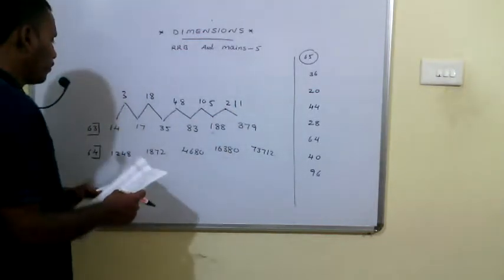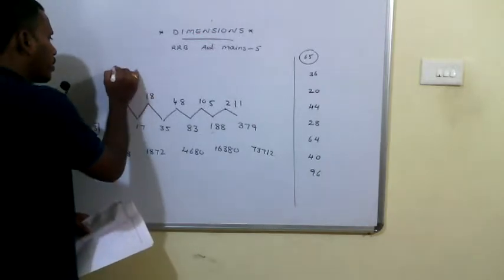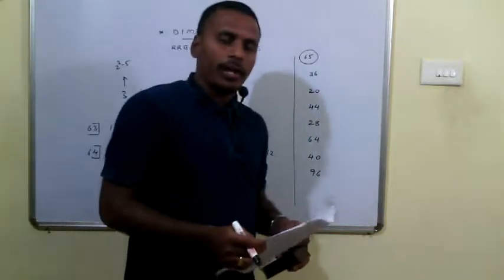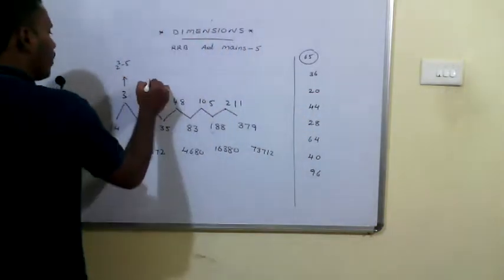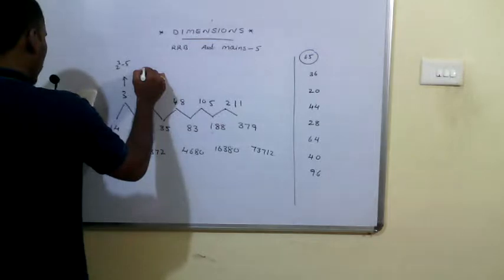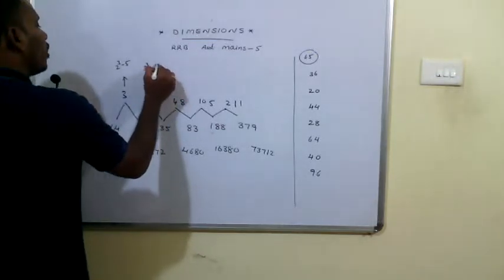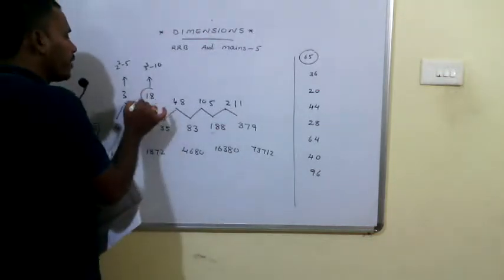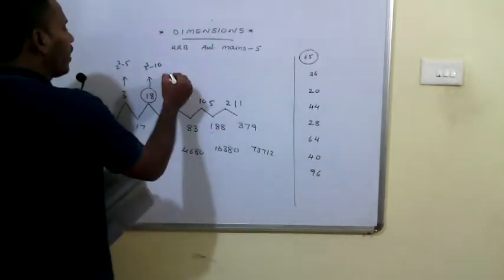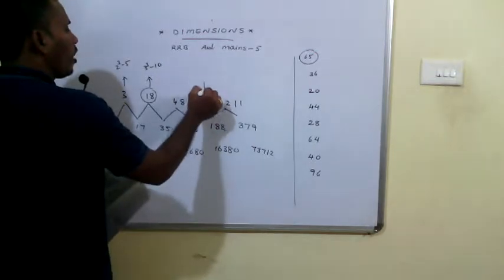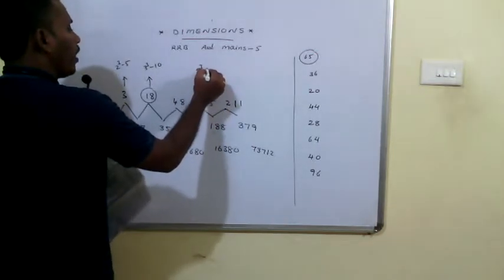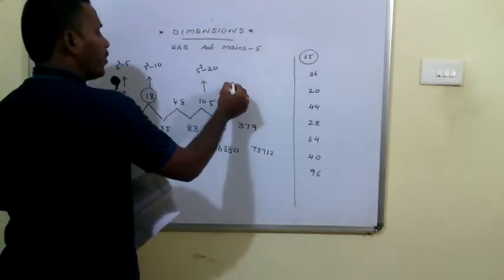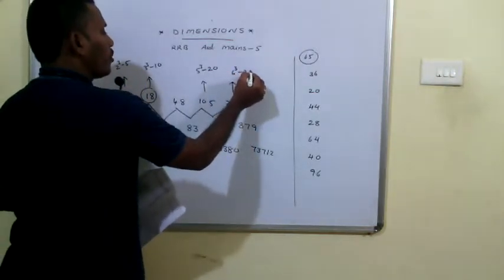If you observe, this 3 can be expressed as 2 cube minus 5, 8 minus 5 is 3. Whereas for this 18, we need to express it as 3 cube minus 10. But 3 cube minus 10 is 17, and it is given as 18. And then the next term, this 105 can be expressed as 5 cube minus 20, 125 minus 20. And then the next one is 6 cube, 216.